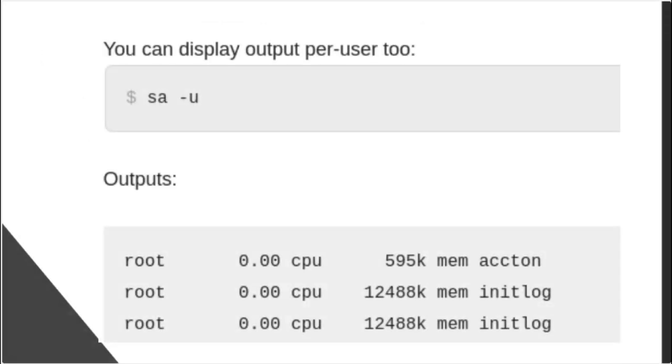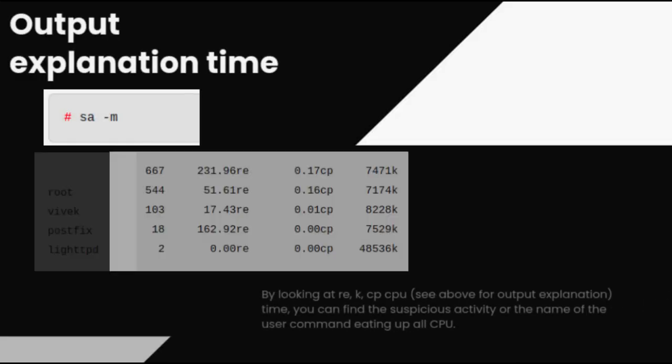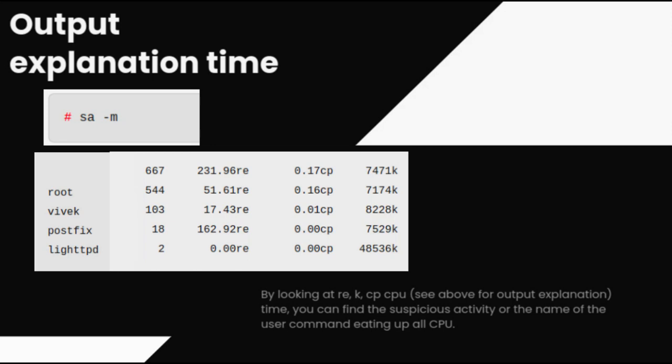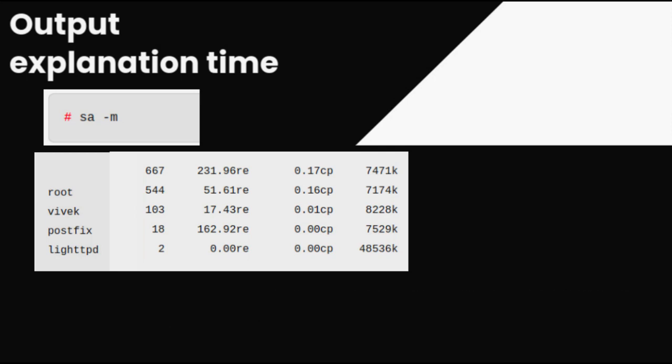You can display output per user too, using the command sa -u. Use sa -m to show the number of processes and the number of CPU minutes on a per-user basis. By looking at re, k, cp/CPU time, you can find suspicious activity or the name of the user or command eating up all CPU. An increase in CPU or memory usage is an indication of a problem.